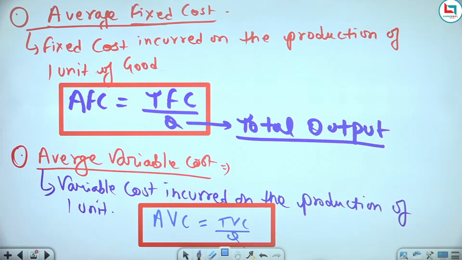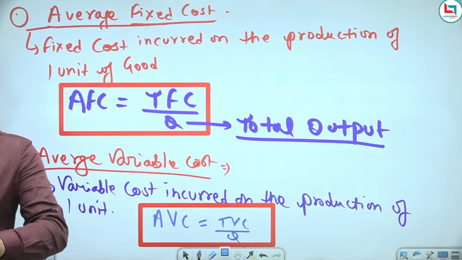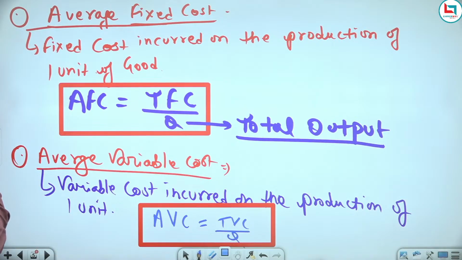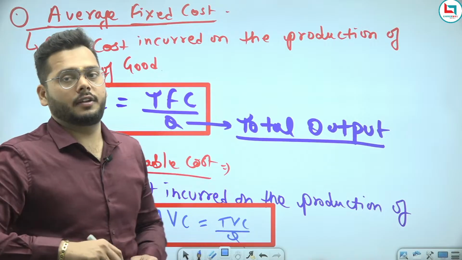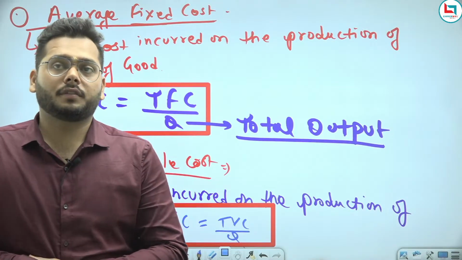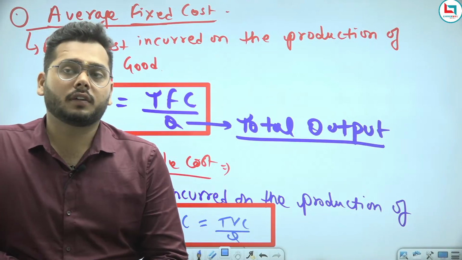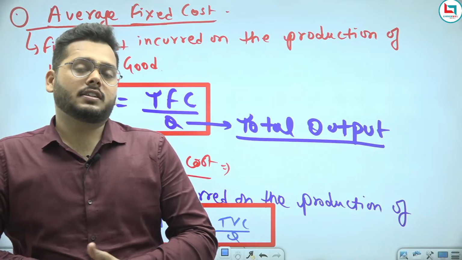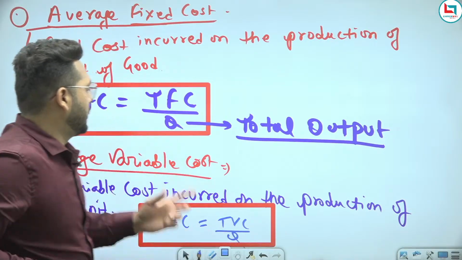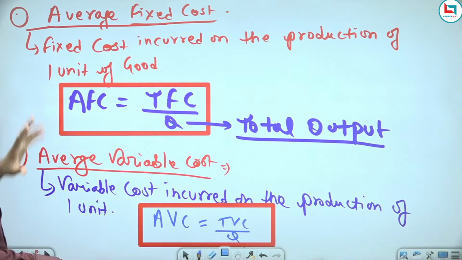TVC upon Q means what? Total variable cost upon quantity. Am I clear to everyone? So this is what we have to understand. This is what is called average variable cost. This is what is called average fixed cost.